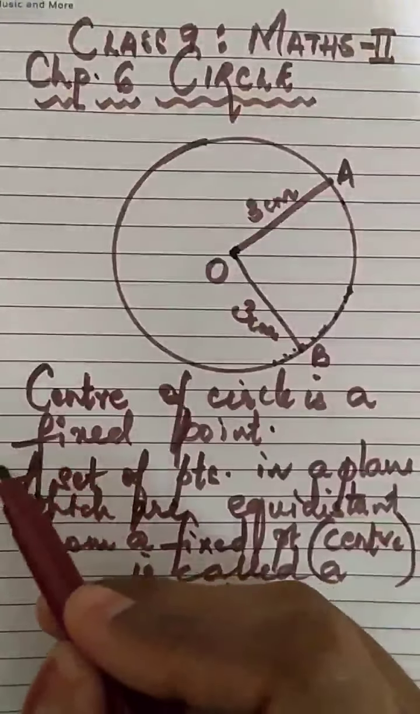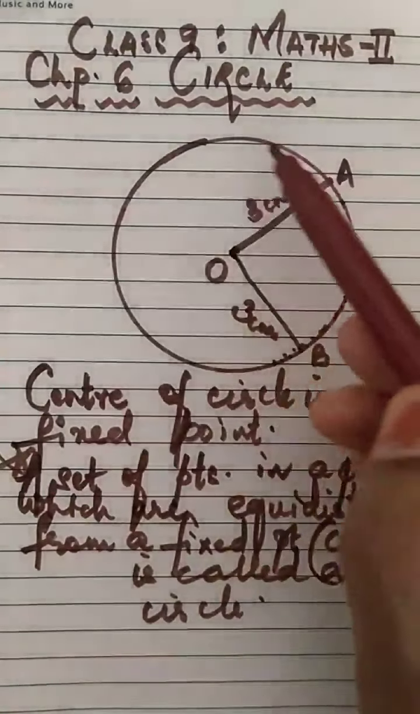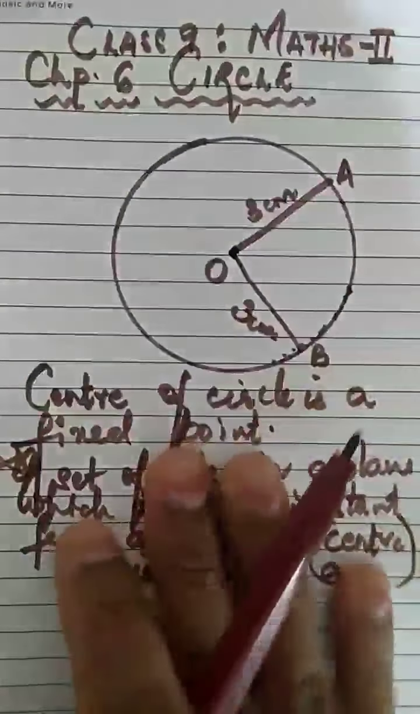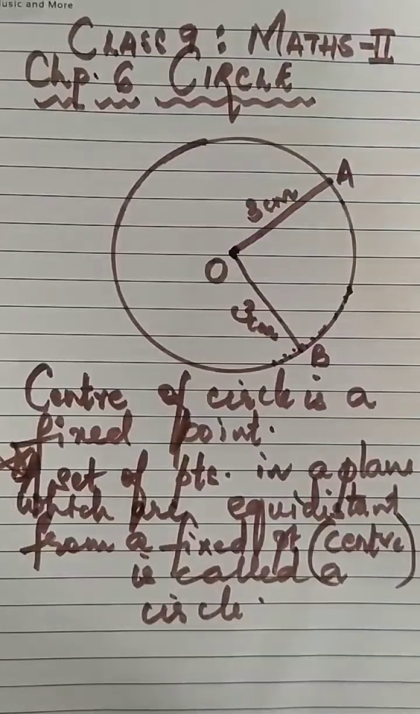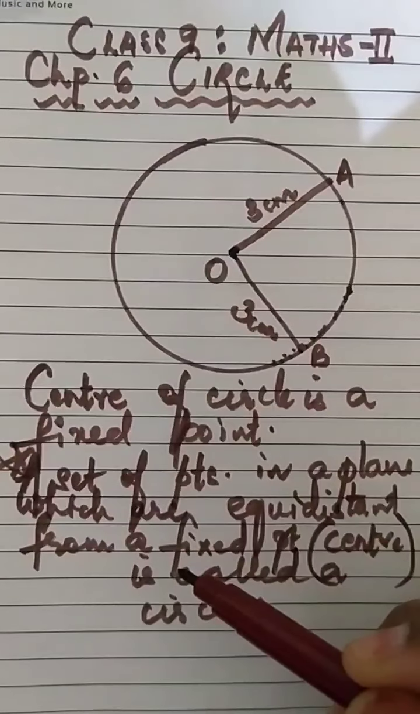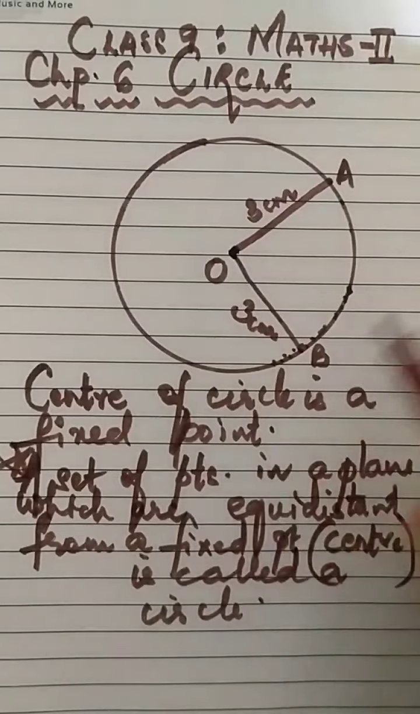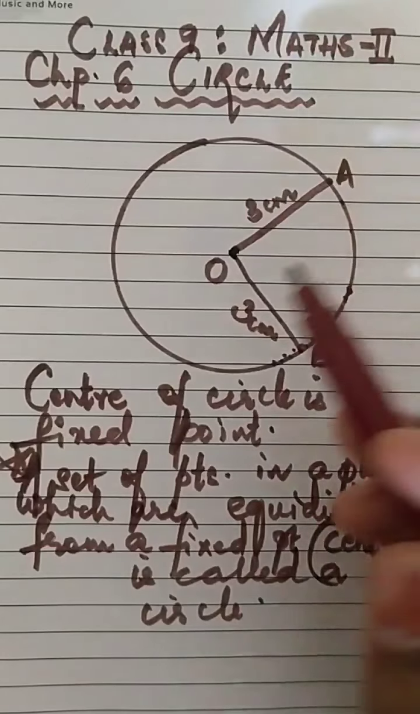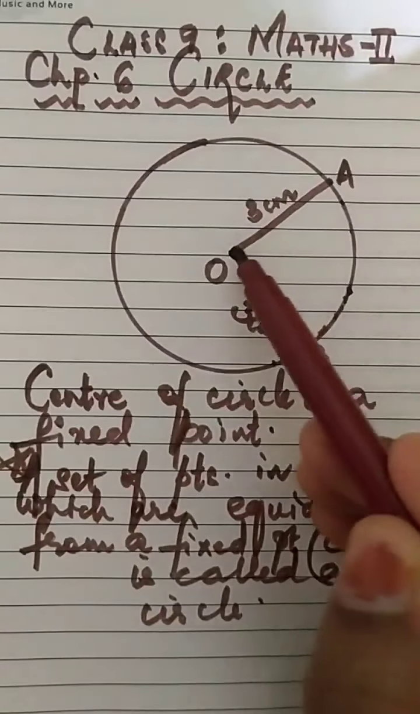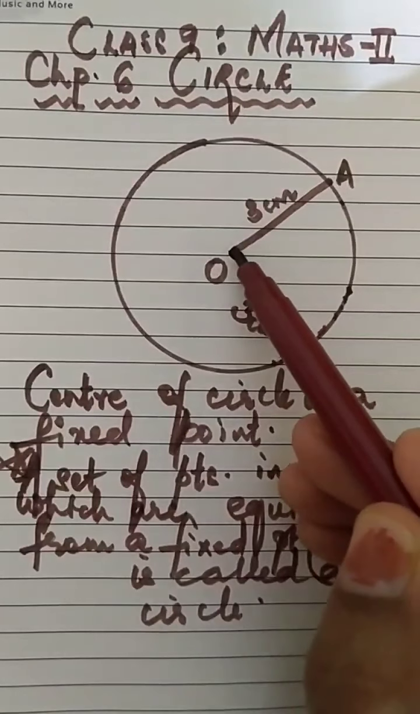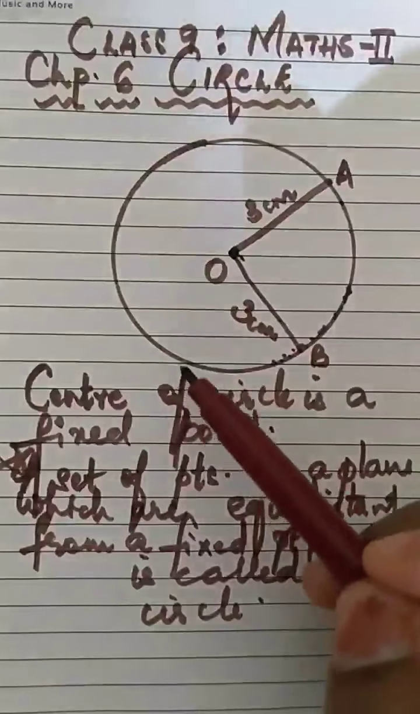So once again, repeat the definition of a circle. A set of points in a plane which are equidistant from a fixed point is called a circle. In your 9th standard you should know how to define such geometrical figures. In the chapter quadrilaterals, we learned to define any quadrilateral, be it a trapezium, parallelogram, rhombus, rectangle, square, all this we have defined. So what is a circle? A circle is a set of points which are equidistant from a fixed point, that fixed point is the center.